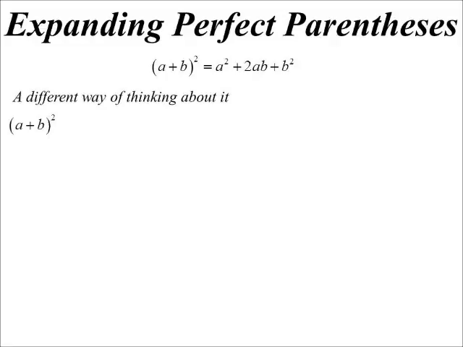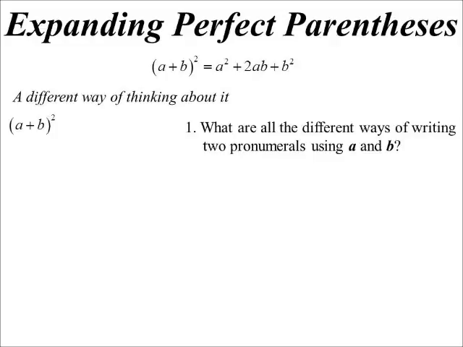Because if you think about how you expand, now (a plus b) squared is really (a plus b) times (a plus b). And what you're doing is you're taking one pronumeral from one parenthesis and you're multiplying it by another pronumeral in the other parenthesis, coming up with a new term made up of 2 pronumerals. Might be a times a, might be a times b, might be b times b. So what are all the different ways we could get the a and the b?